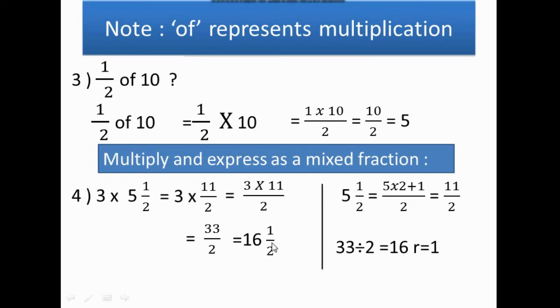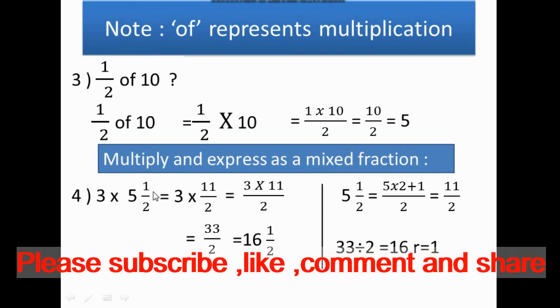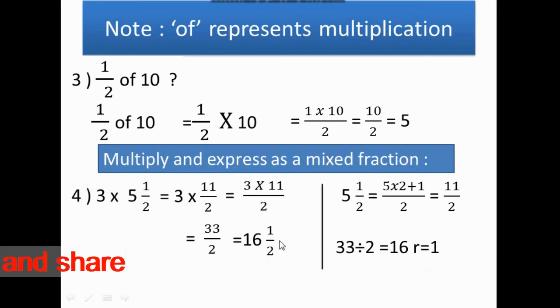I think everybody understood why I did it like this. Here the question is multiply and express as mixed fraction. So first you have to multiply this one, then change into mixed fraction. Okay, let's go to another set of questions. Multiply and reduce to lowest form. Here first you have to multiply, then reduce to lowest form. For that I will show you one example.